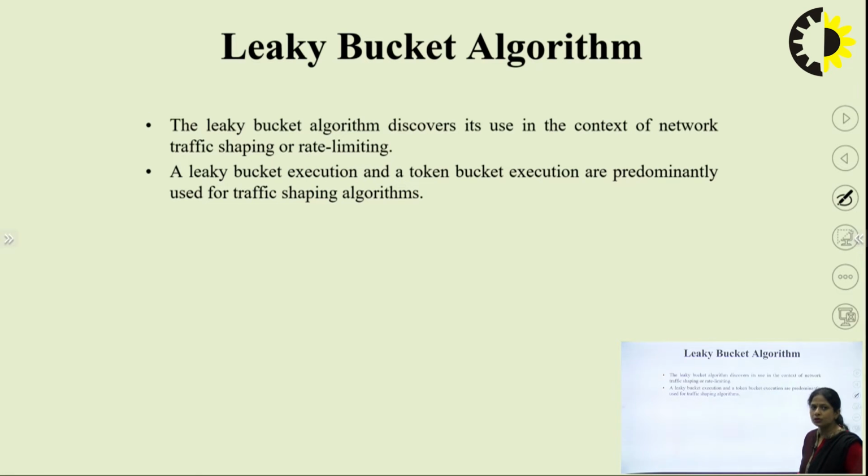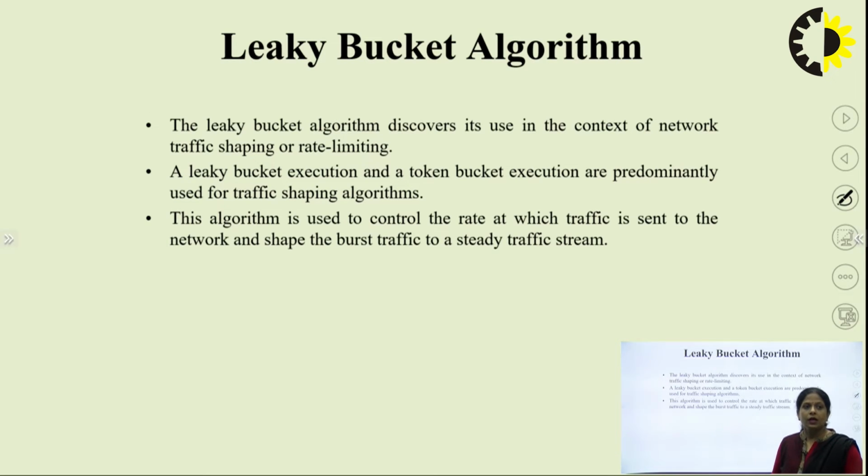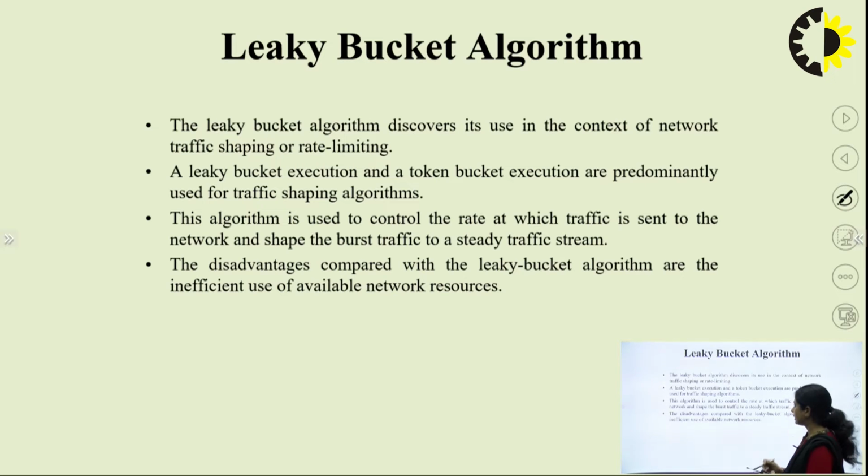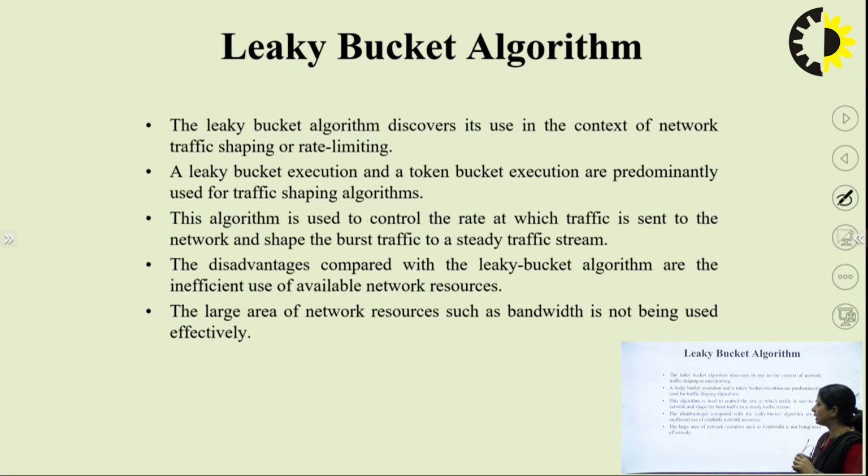Leaky bucket and token bucket implementations are predominantly used for traffic shaping algorithms, right? This algorithm is used to control the rate at which traffic is sent to the network and shape burst traffic into a steady traffic stream, right? So, just to control the congestion and regulate the rate, we are using this leaky bucket algorithm. The disadvantages are inefficient use of available network resources, and a large amount of network resources such as bandwidth is not being used effectively, right?